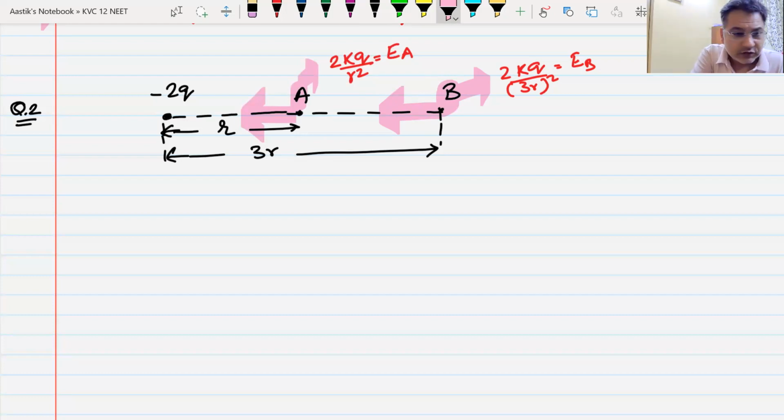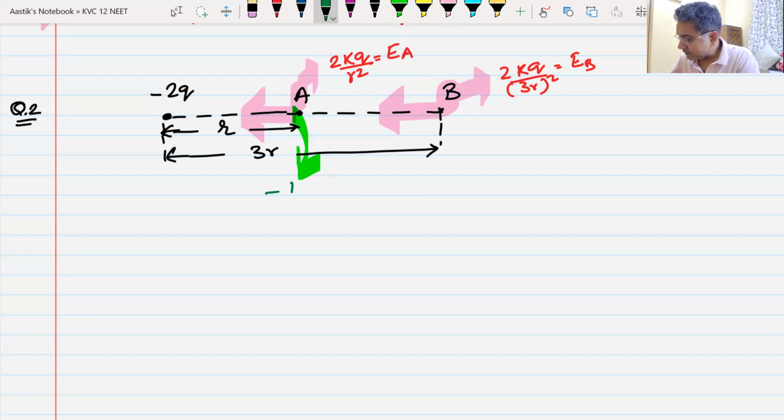Yes, sir. Okay. So the potential at point A will be minus 2kq by r. That is the potential at point A. Well done. What about the potential at point B? Minus 2kq by 3r. Everyone is able to understand this?